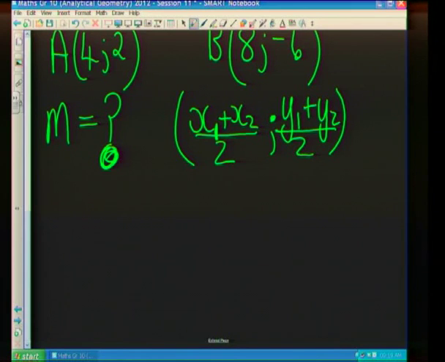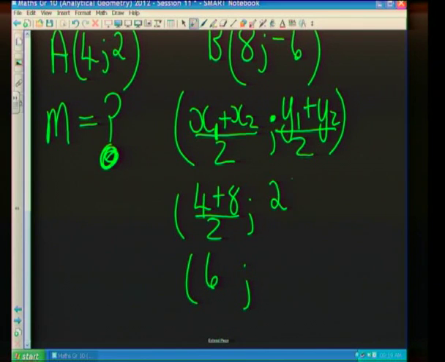My one x value is 4, plus my other x value is 8. That gives me 12 over 2, which is 6. So the x coordinate at the midpoint is 6, then 2 plus negative 6 for my y values over 2. That gives me minus 4 over 2, which is minus 2.